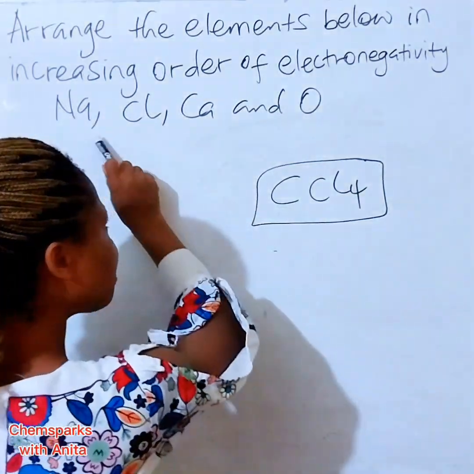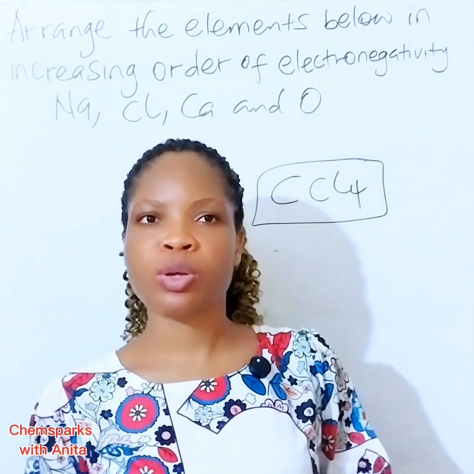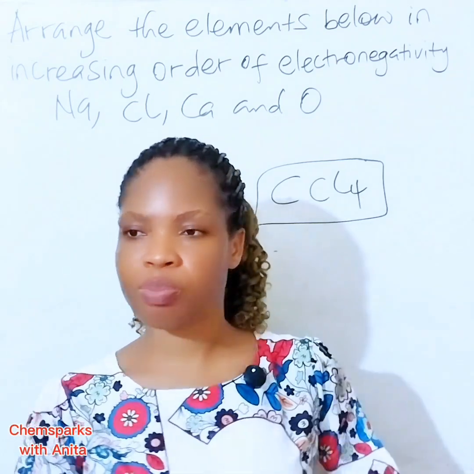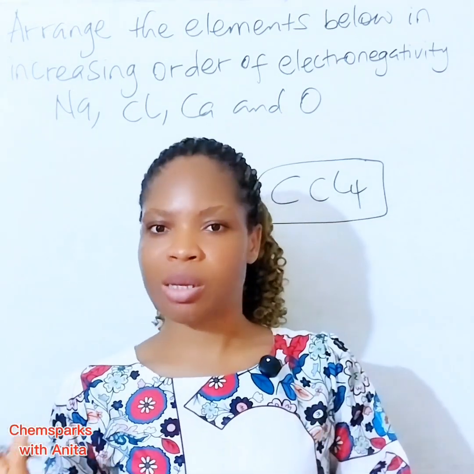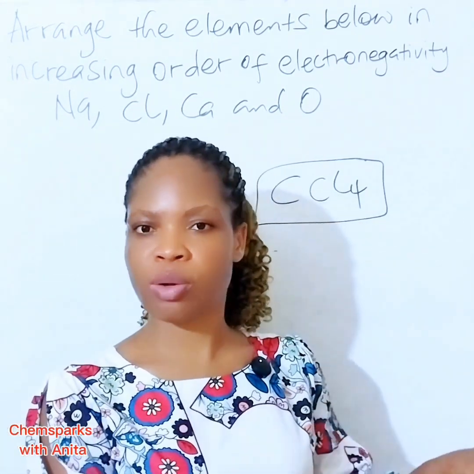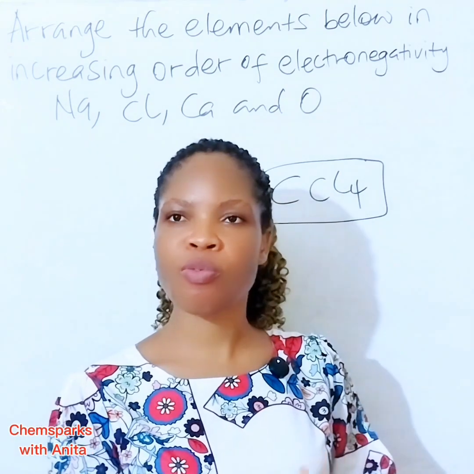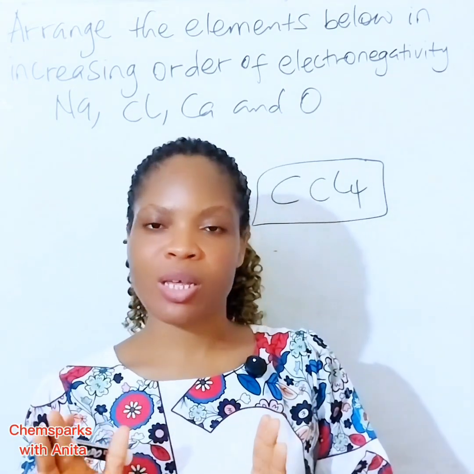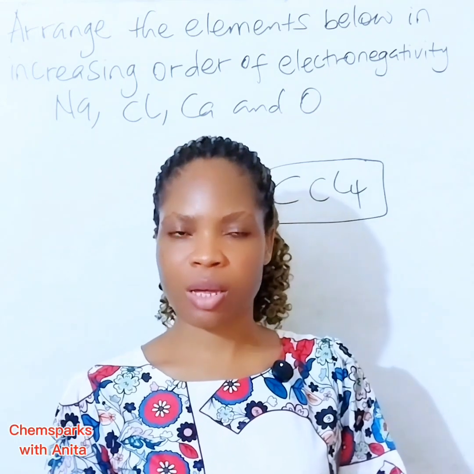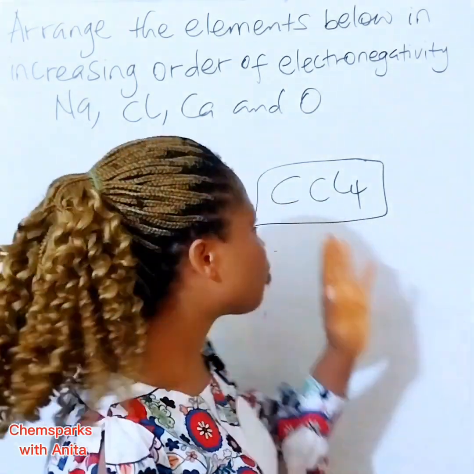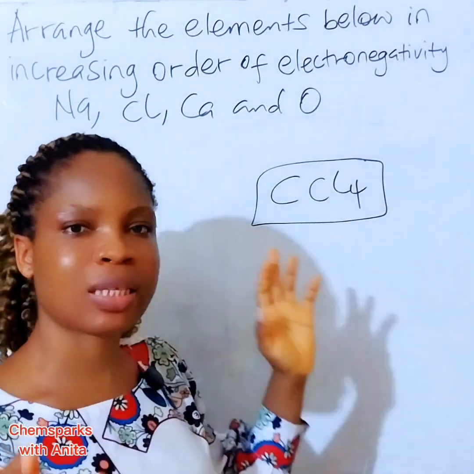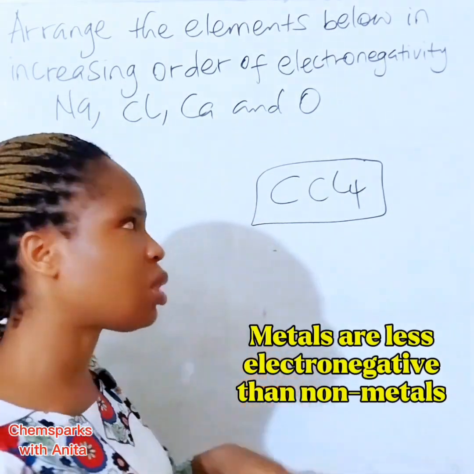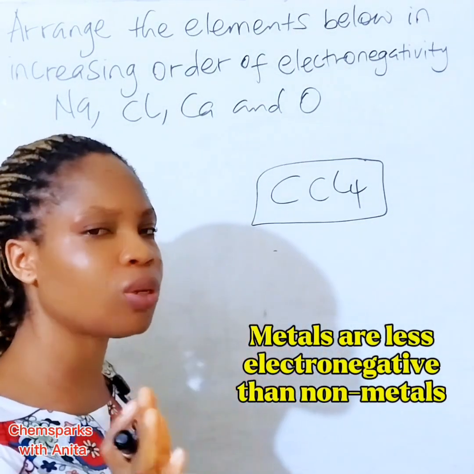Okay, so now let's answer the question. Before answering the question, another point to note is as we move across the period in the periodic table, the period refers to the rows of the periodic table. So as we move across the period in the periodic table, electronegativity increases, okay? So before answering this question, we have to note those ones that are metals and the ones that are non-metals, and then we know the various groups in which they belong to.